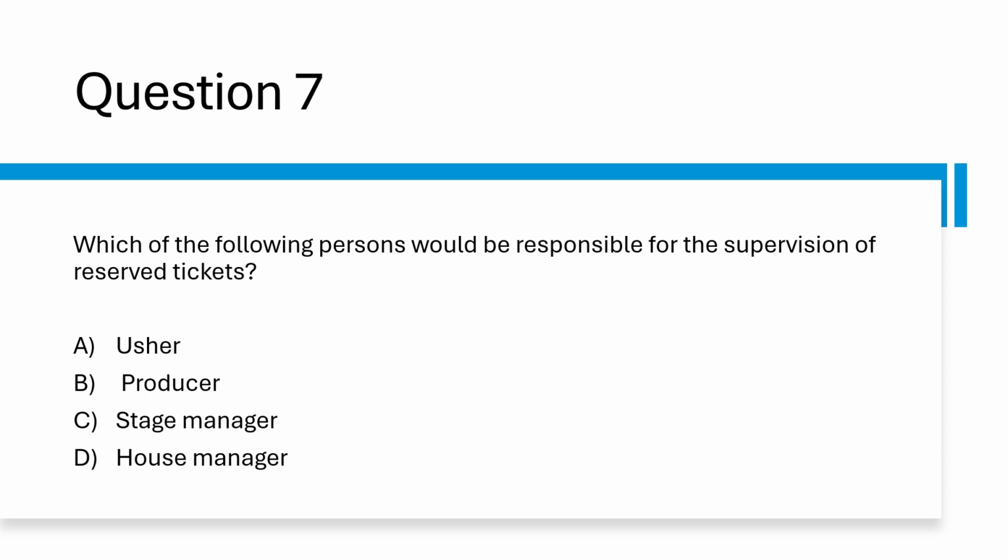Number 7. Which of the following persons would be responsible for the supervision of reserved tickets? So let us go through again. Option A, the usher. Option B, the producer. Option C, the stage manager. Option D, the house manager.